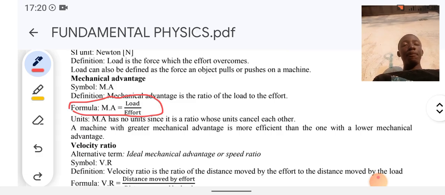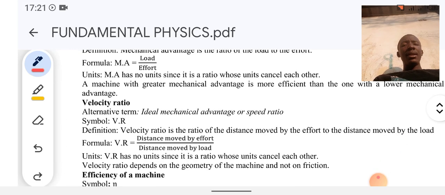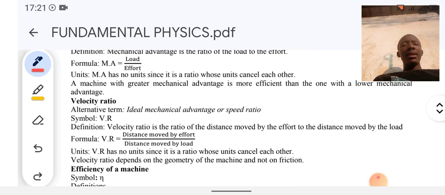Mechanical advantage doesn't have an SI unit, because the units will cancel each other out, since it is a ratio. Moving on, a machine with a greater mechanical advantage is more efficient than one with a lower mechanical advantage. Take note of that.